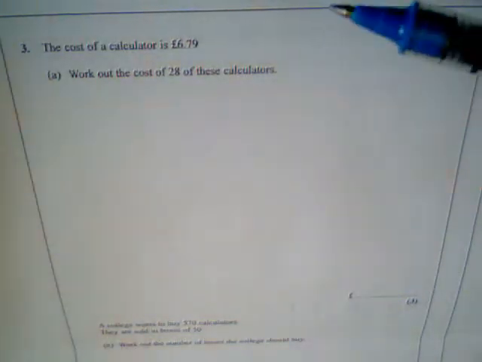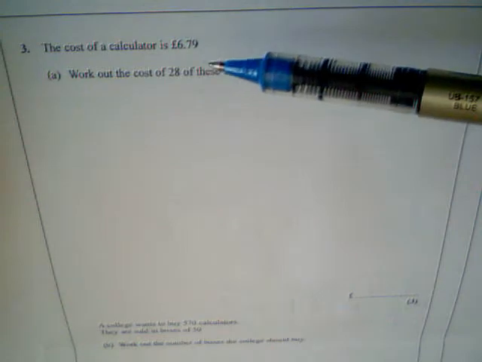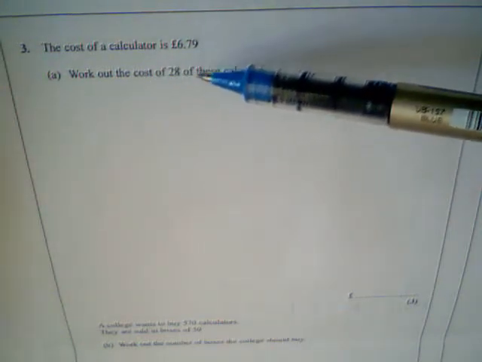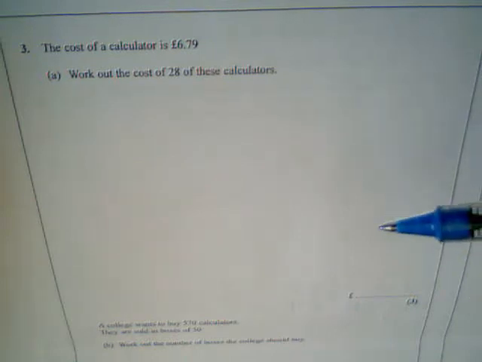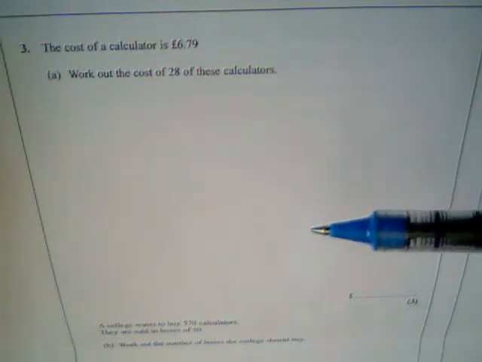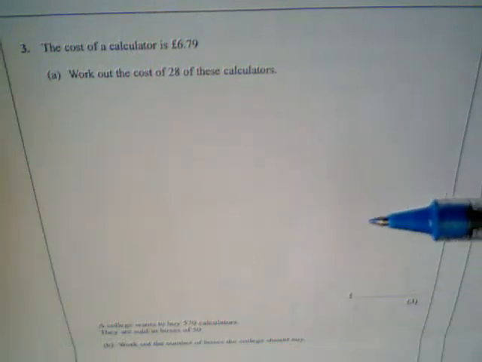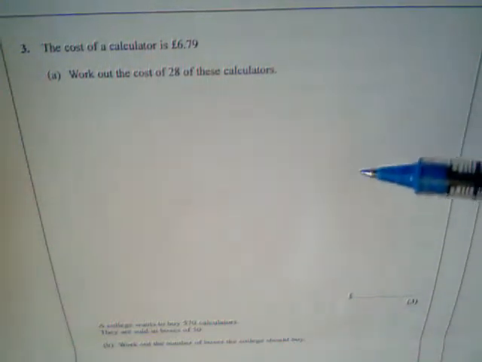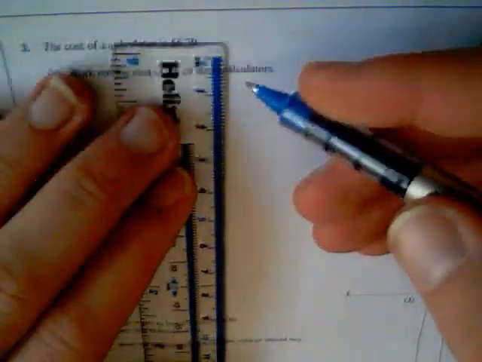Okay, question 3. The cost of a calculator is £6.97. Work out the cost of 28 of these calculators. You should look at this question and think, there are two ways of approaching this. Maybe first calculate the cost of 20 and then calculate the cost of 8 and add them together. Or alternatively, calculate the cost of 30 and then minus the cost of 2 to get the 28. Maybe I'll show both approaches here.